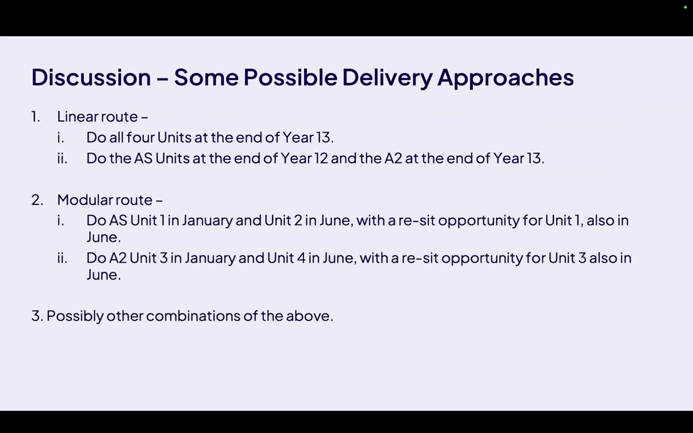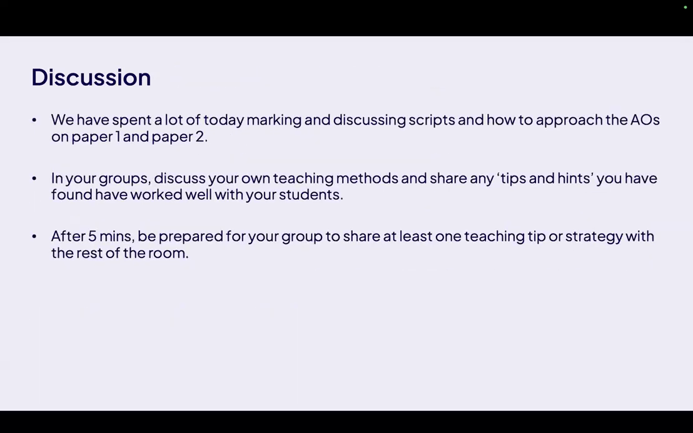Okay, so quickly, what I said at the beginning, this is a slide you can take away, slide 56, how the qualification can be delivered. The linear route, which is the most popular, I suppose, is for all 4 units at the end of year 13, where all 4 papers are studied. They can do AS, the advanced subsidiary at the end of 12, and then the A2 at the end of 13. There's lots of other possible combinations as well. So with this, maybe your centre gets in touch with Pearson Edexcel and something that suits your centre is decided upon. I'll leave that with you.